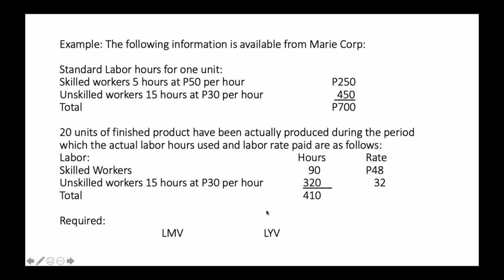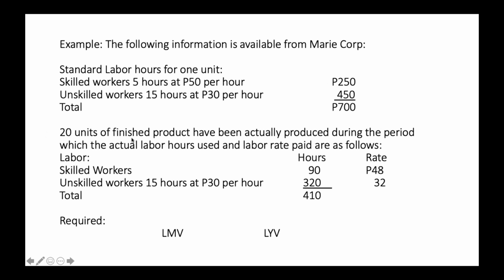Okay, let's go to the labor mix and labor yield variance. The following information is available from Marie Corp. The standard labor hours for 1 unit: for skilled workers, we have 5 hours at 50 pesos per hour. So as you can see, we have here some mixtures of skilled and unskilled workers. For skilled, the standard should have been 5 at 50. For unskilled, that's 15 at 30, or a total of 700.